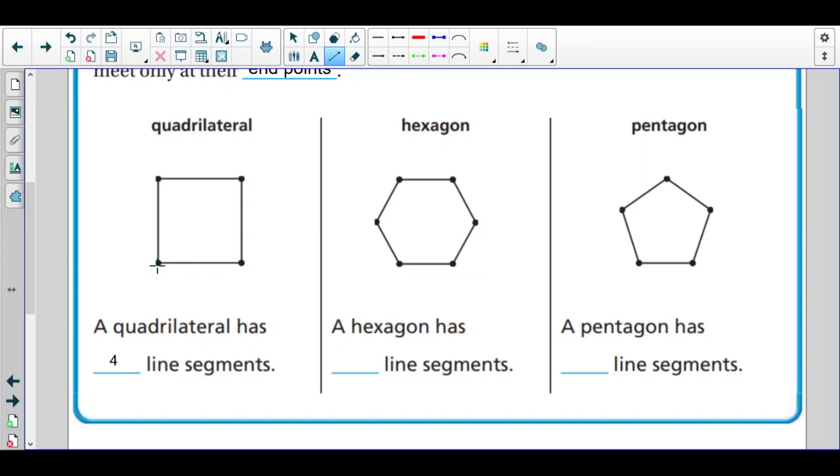All right. From here to here, there's 1, 2, 3, and 4. A hexagon has 6 line segments.